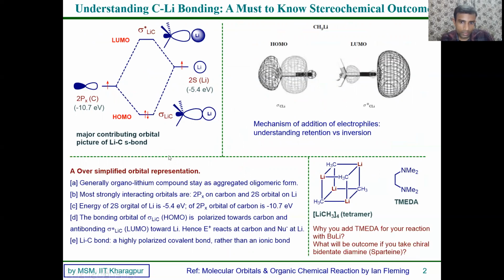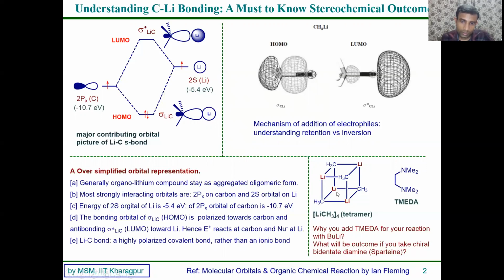What I want to say in this video is that organolithium compounds generally stay as aggregated oligomeric forms. When you take butyl lithium and add it to a reaction, don't think that you are adding a single butyl lithium, like you are taking, let's say, toluene. Butyl lithium is strongly aggregated. Sometimes it can be a dimer, tetramer, hexamer, octamer, whatever. When it is more aggregated, the reactivity will be much less. So you have to break the aggregate.